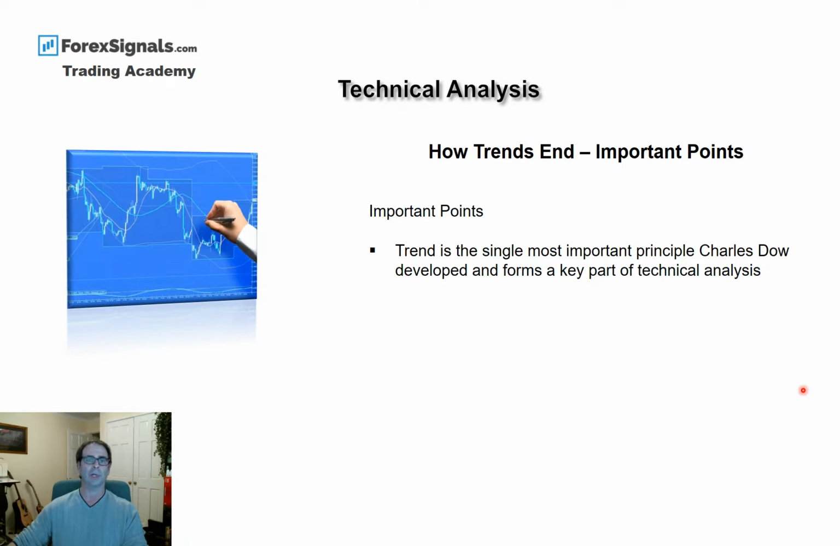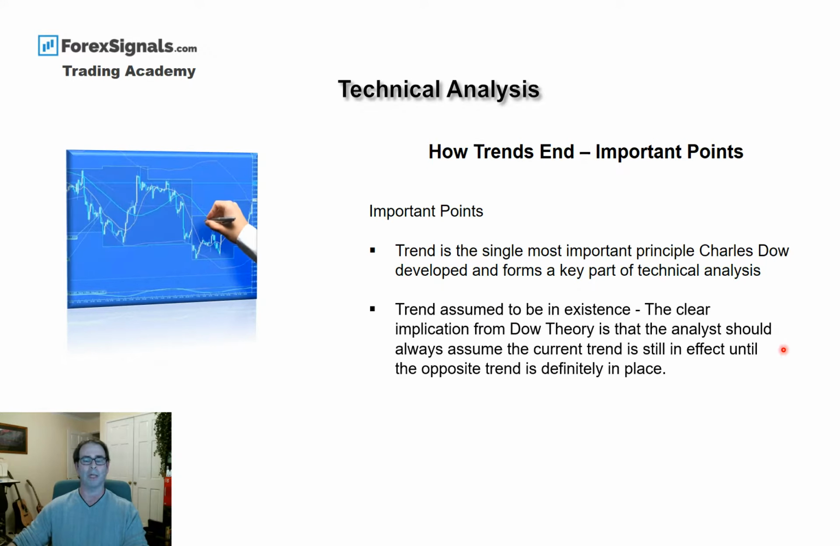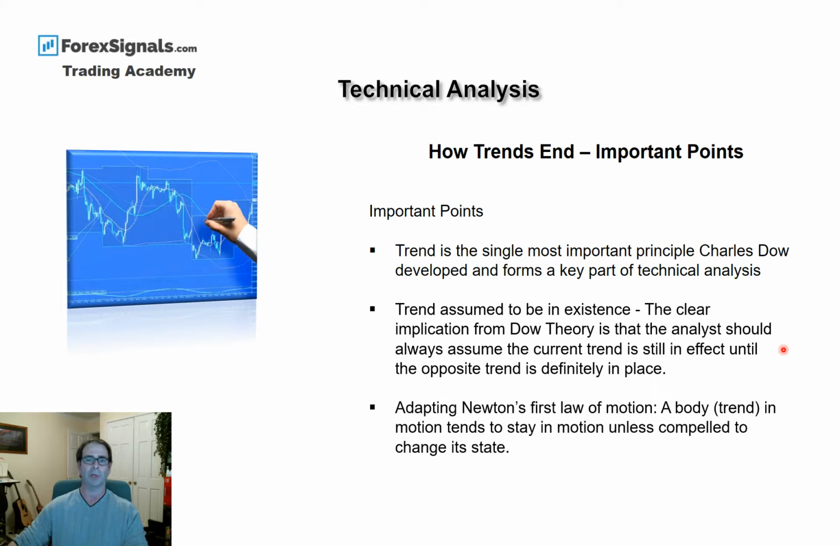Some important points here. So trend is the single most important principle Charles Dow developed and forms a key part of technical analysis. The trend should always be assumed to be in existence. The clear implication from Dow theory is that the analyst should always assume the current trend is still in effect until the opposite trend is definitely in place. So in adapting Newton's first law of motion, a body or a trend in motion tends to stay in motion unless compelled to change its state.